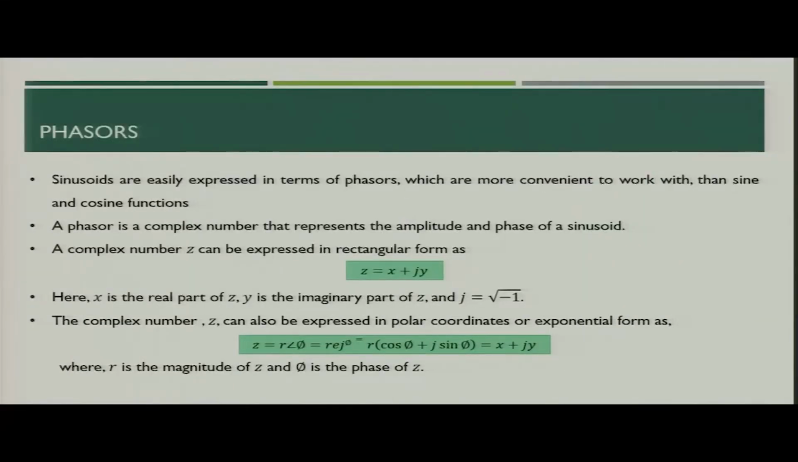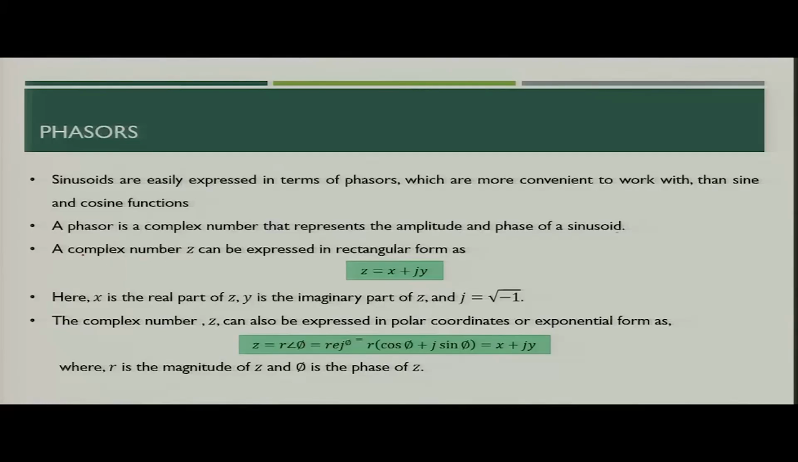Now, let us come to another concept called phasor, because sinusoids are easily expressed in terms of phasors, which are more convenient to work with than the sine or cosine functions. So, how will we define it? A phasor is a complex number that represents the amplitude and phase of a sinusoid.